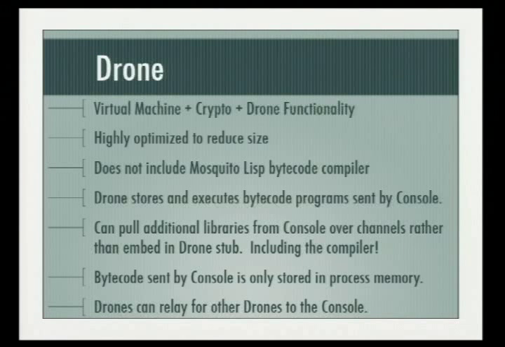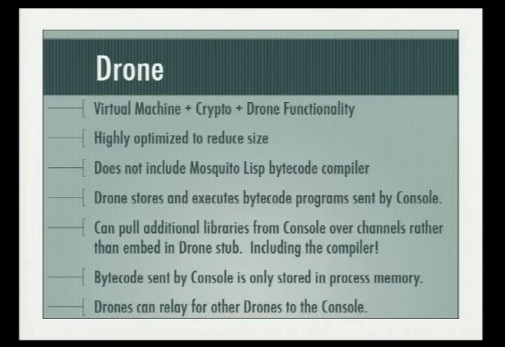Bytecode sent by the console is only stored in process memory. When the console sends it to the drone, we do not write it to the disk. It's kept in memory. And even more neat, a drone can relay for a drone to the console.